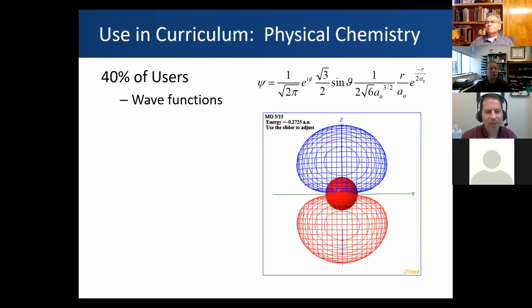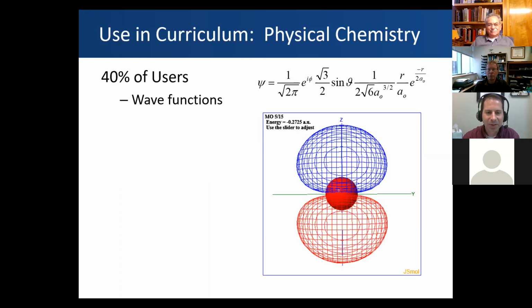The other half of our users use it in physical chemistry, which is a really natural place to do computational chemistry. It's really good for a lot of things. One thing is visualization. A lot of times we show them equations, like this equation up here for a p orbital. I don't know, this equation, psi equals e to the i phi, sine theta, all this stuff, it just gets lost on them.